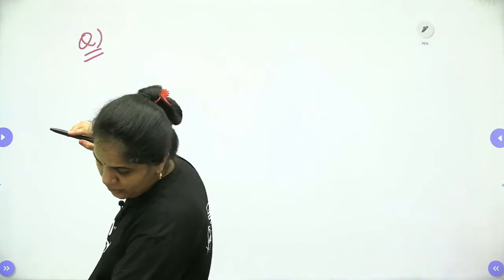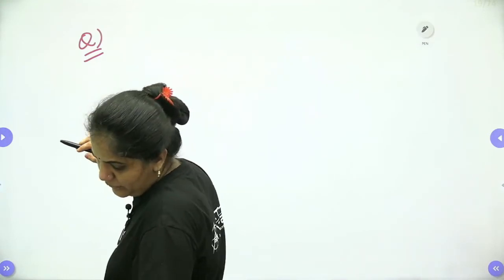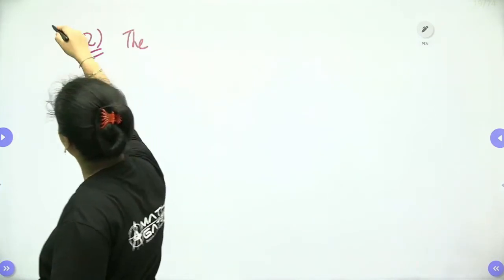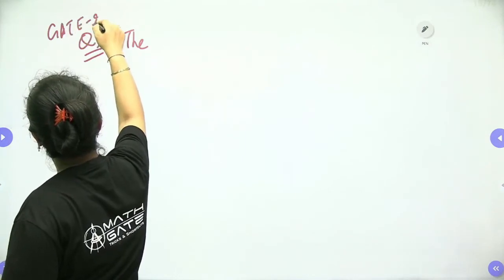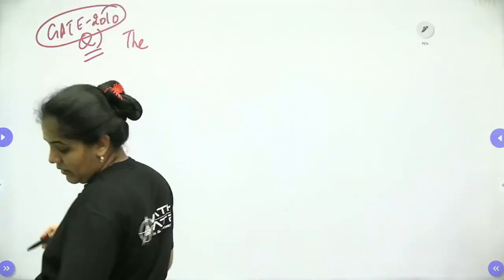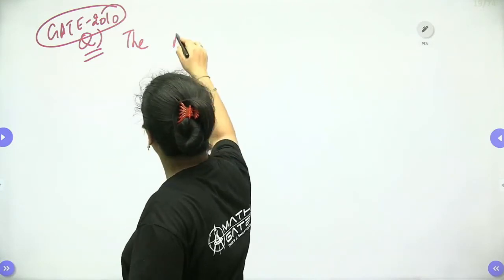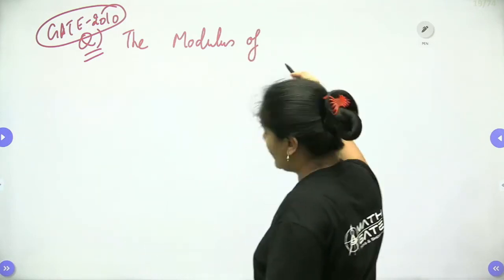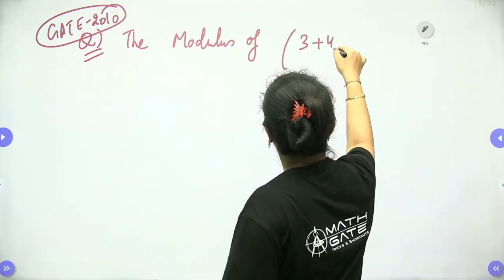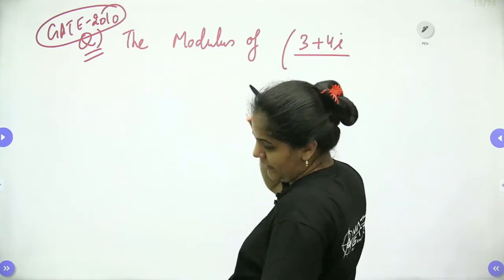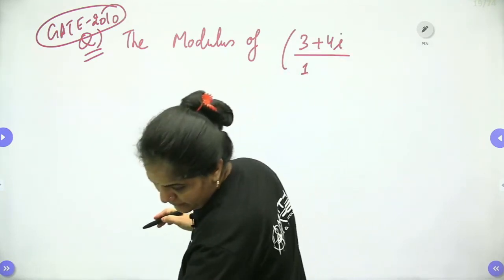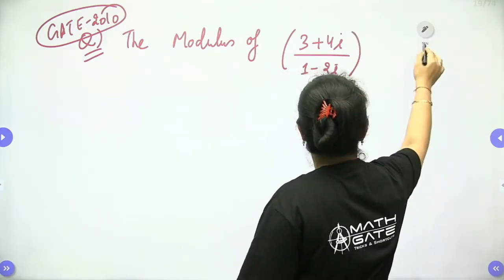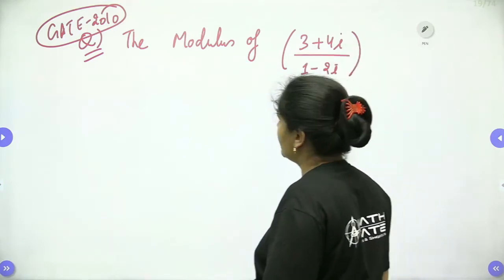The question asks us to find the modulus of (3 plus 4 iota) divided by (1 minus 2 iota). This is actually a GATE problem which was asked in GATE 2010. So how will we approach it? We have to find the modulus of this expression.